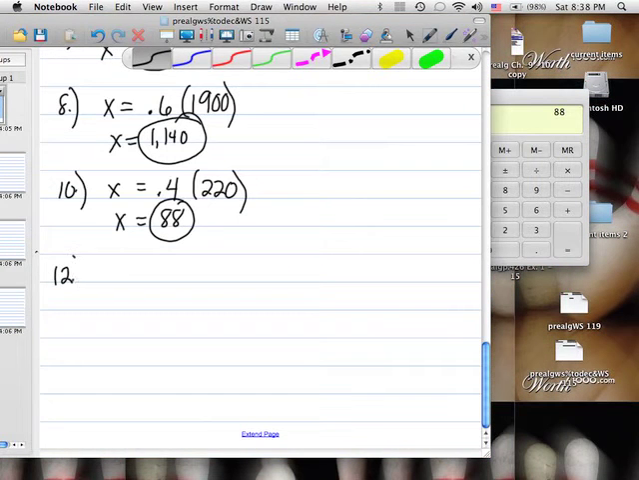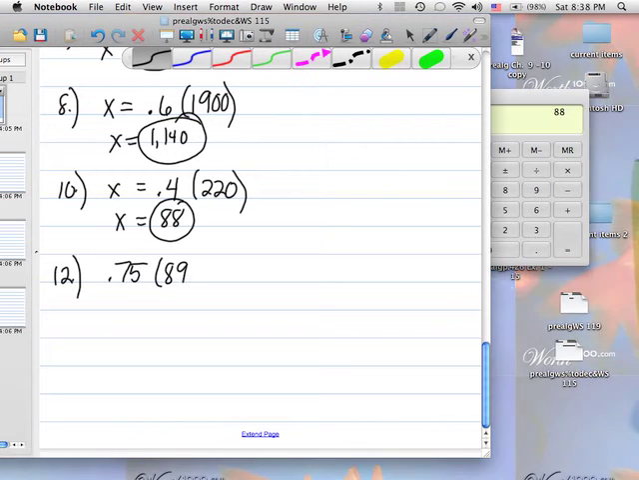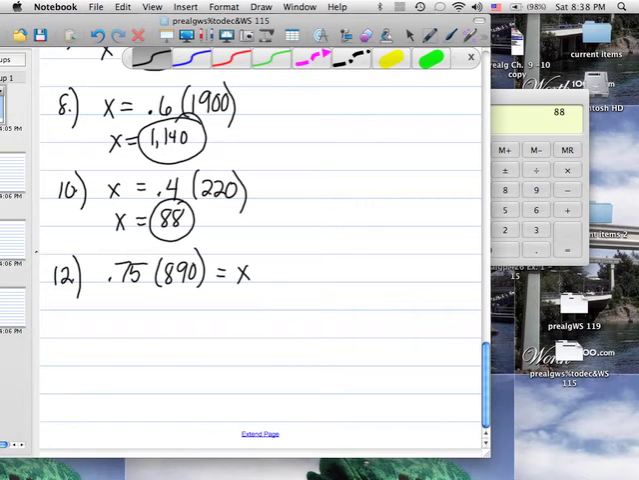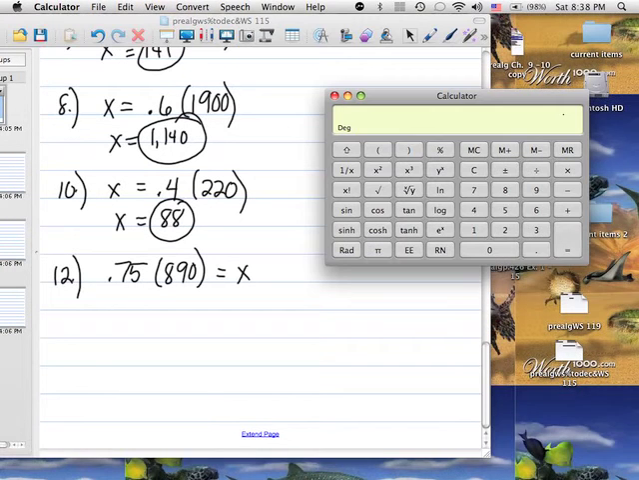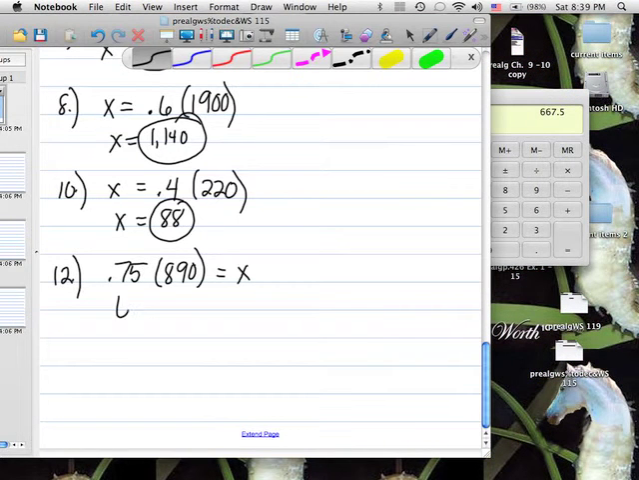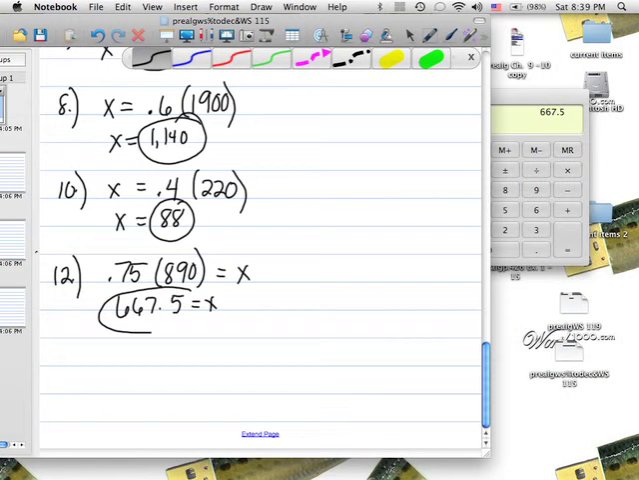Problem number 12, 75%. So I change it to a decimal, 0.75 of 890. So we're multiplying that by 890. Is the equal sign, what number, x? So we're just translating the English into math from left to right. So take 0.75 times 890, and we get 667.5 is equal to x.